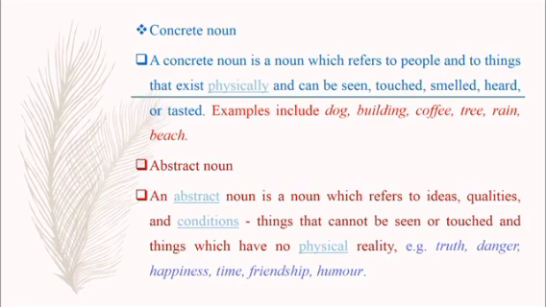Next, let's see about abstract noun. An abstract noun is a noun which refers to ideas, qualities and conditions, things that cannot be seen or touched, and things which have no physical reality. Examples: truth, danger, happiness, time, friendship, humor.